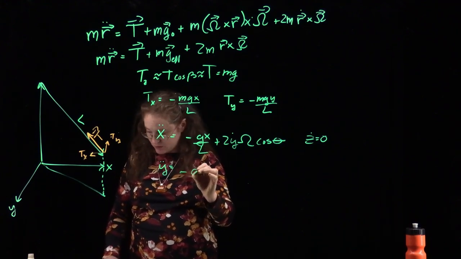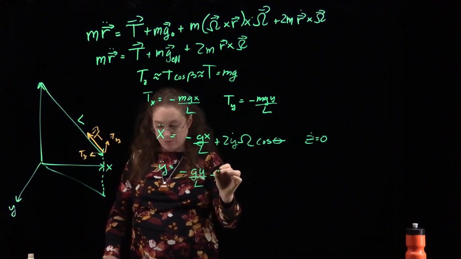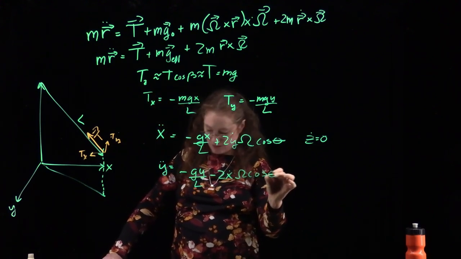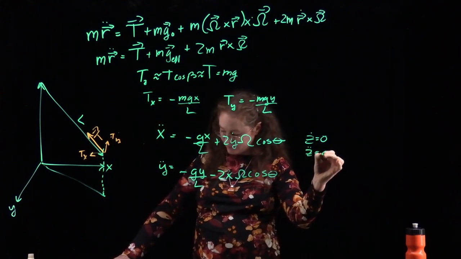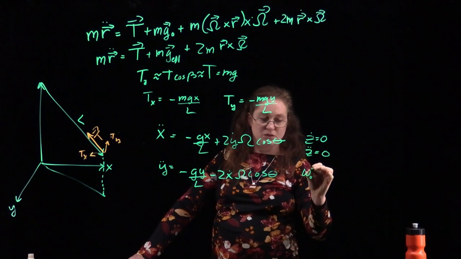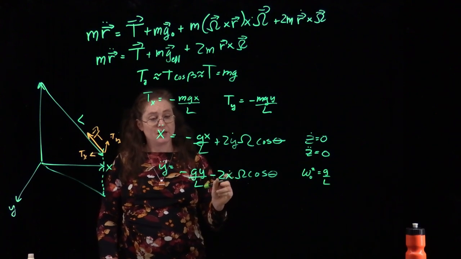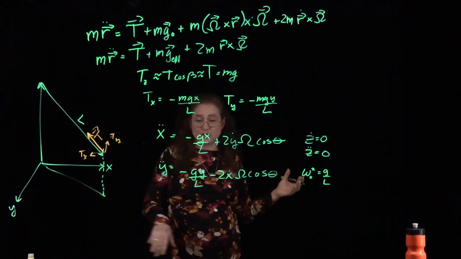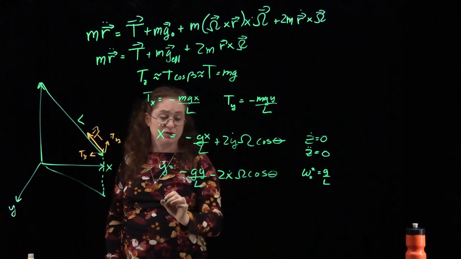I'm looking at two equations, so bear with me. Negative gy over L minus 2 x dot omega cosine theta. And we are assuming that z is basically fixed. We are going to define omega naught squared to be g over L. So here I've basically said, I'm not worried about the z components. I'm going to approximate them as 0. And what you can see now is that we've got two coupled second order differential equations.